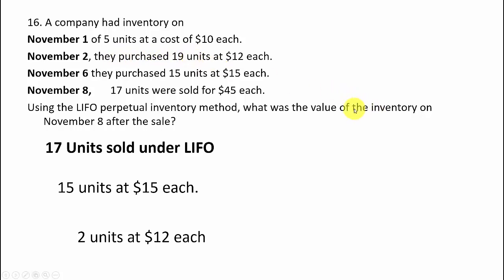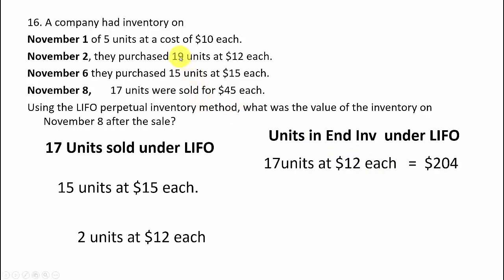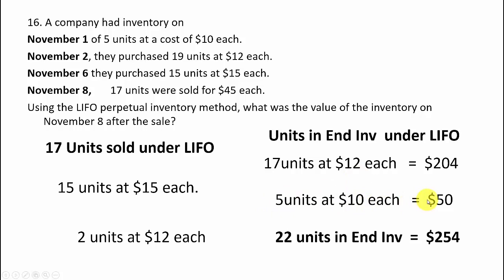And they want to know what's the value of the inventory on November the 8th. Well, if 2 of these were sold, that means you still have 17 of these left. So the units in the ending inventory under LIFO would be 17 at $12 right here, and all of these at $10 a piece. And so 17 at $12 a piece, 5 at $10 a piece will give you a total of 22 units in the ending inventory at a valuation under LIFO of $254.